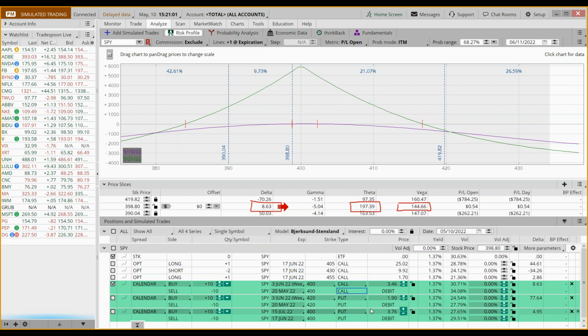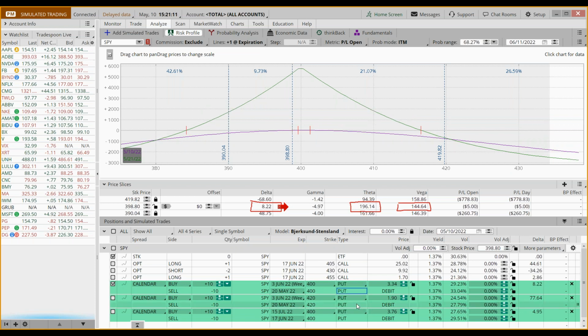Go back to check the cost. Okay, the cost of the call calendar, 346. The cost of the put calendar, 334. So it is a little bit cheaper, but that doesn't necessarily mean it's better. They're just simply different. Okay, that's the gist of it.